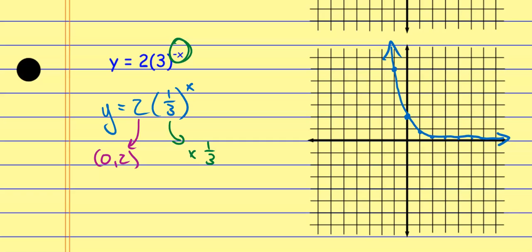So again, this is exponential decay because the b value is between 0 and 1, and we can see it's decreasing. It's getting smaller as we go.